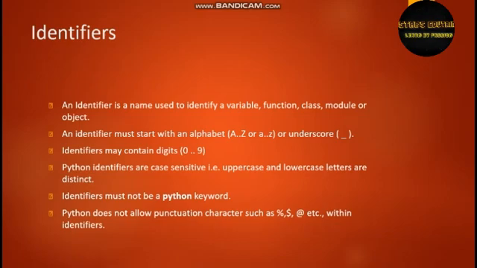The fifth one: an identifier must not be a Python keyword. As I told you earlier, to define a variable you should be aware of the keywords, because your keywords should not be your variable names. Python keywords are specifically defined for the interpreter and are structured in a way that cannot be changed at all. If you want to learn more about keywords, watch my previous video. It will make sure you understand it completely.